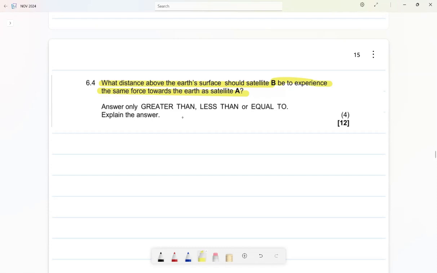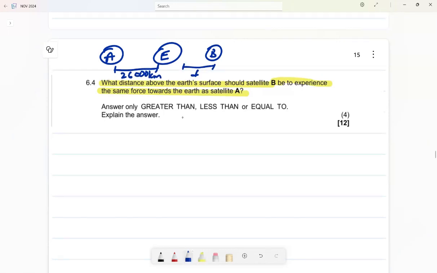Now, they want to know the distance here. I remember we had A here, and then we had the Earth, and we had satellite B. This one was at a height of 226,000 kilometers. So we want to know how far B should be, such that the force experienced between the Earth and B is the same as the force experienced between A and the Earth. So we want the force to be the same, okay?